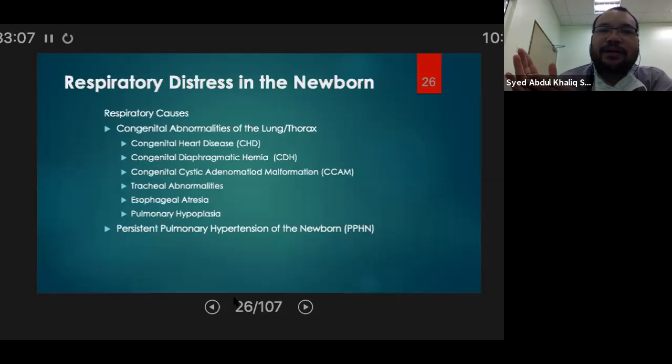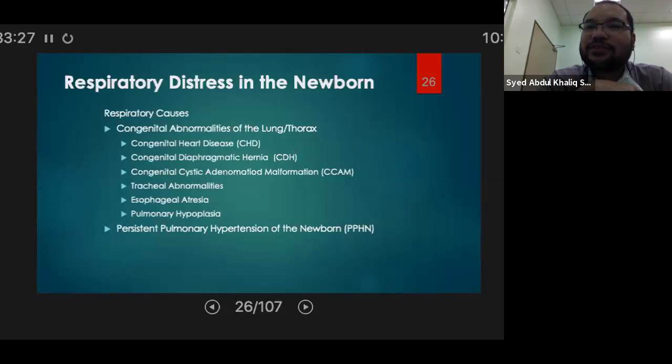Okay, so persistent pulmonary hypertension of newborn, it can be idiopathic. It can be because of meconium aspiration. It can be because of pulmonary hypoplasia. It can be because of so many other problems. But this is very difficult. Because why? Because if your pulmonary pressure is high, there will be right to left shunting.